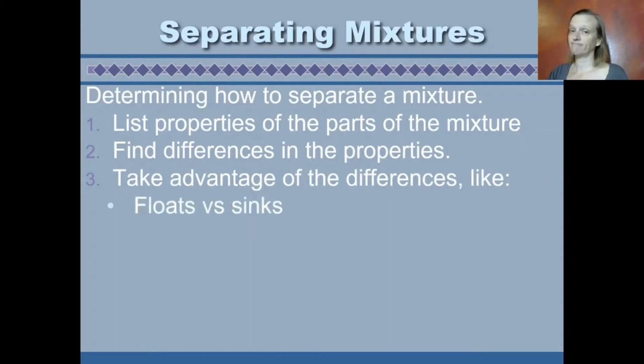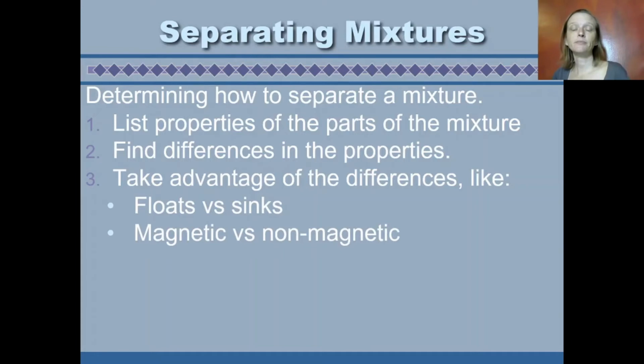For instance, maybe one substance floats and another substance sinks. For instance, the wood mulch and the rubber mulch. The rubber mulch will sink in water and the wood mulch will float in water. So you could separate the wood mulch from the rubber mulch by dumping it into a tub of water and separating it that way. Magnetic versus non-magnetic. If you have iron nails and aluminum nails, the iron nails are magnetic and the aluminum nails are not. So you could use a magnet to separate the two types of nails.